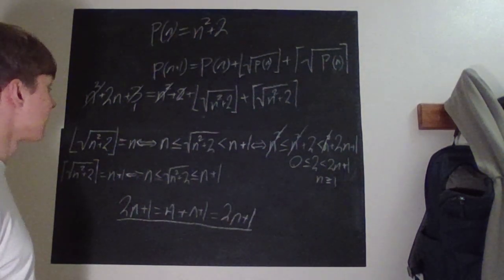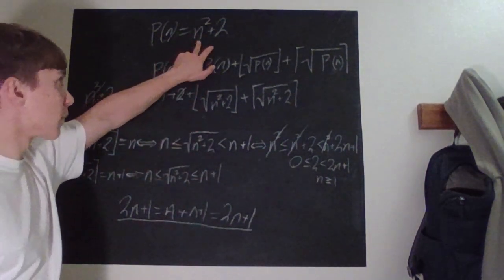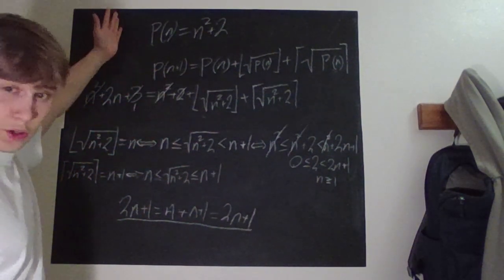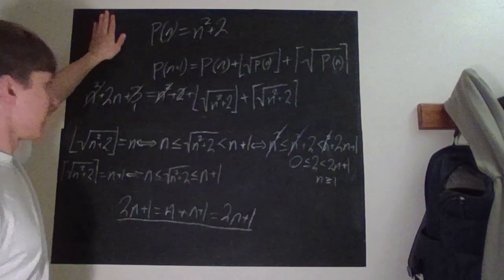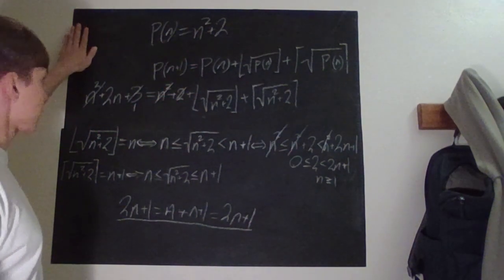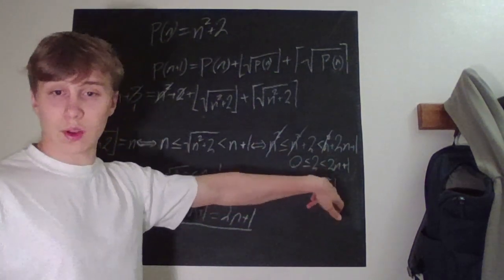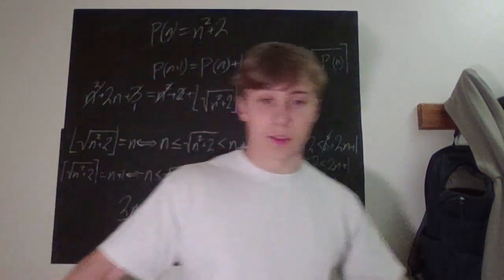We have found a polynomial n squared plus 2, which satisfies the recursion formula that we had before, for all n greater than or equal to 1. So we are done.